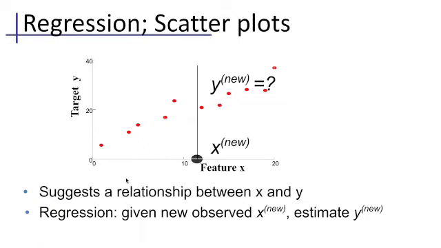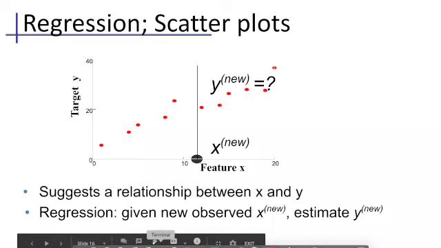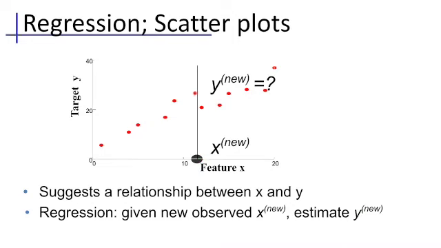And then I want to build a predictive model. Suppose I have new data here. This is my X new, and I want to predict the value at this X new. Where should I put it? Should I put it here? Should I put it here? Where should I put it? That's the regression problem, right?